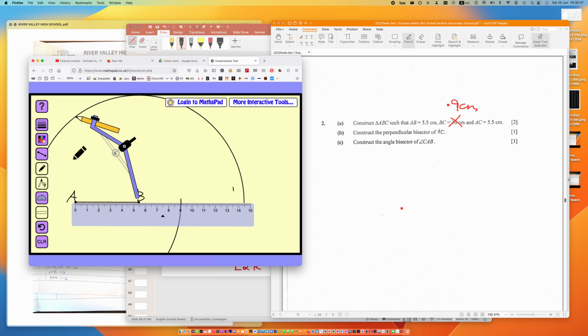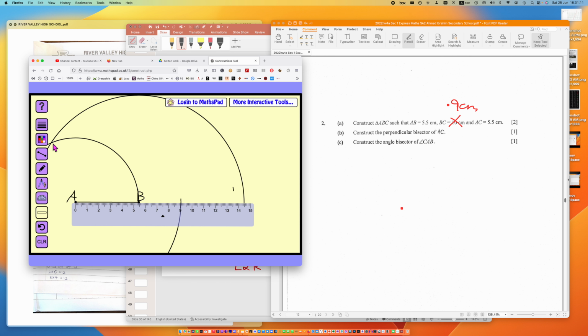So let me come back to these two. I'm going to move it. I need a 5.5, right? So I need to move it 5.5. So 5.5 is here. Then I start drawing. Start drawing. Done.